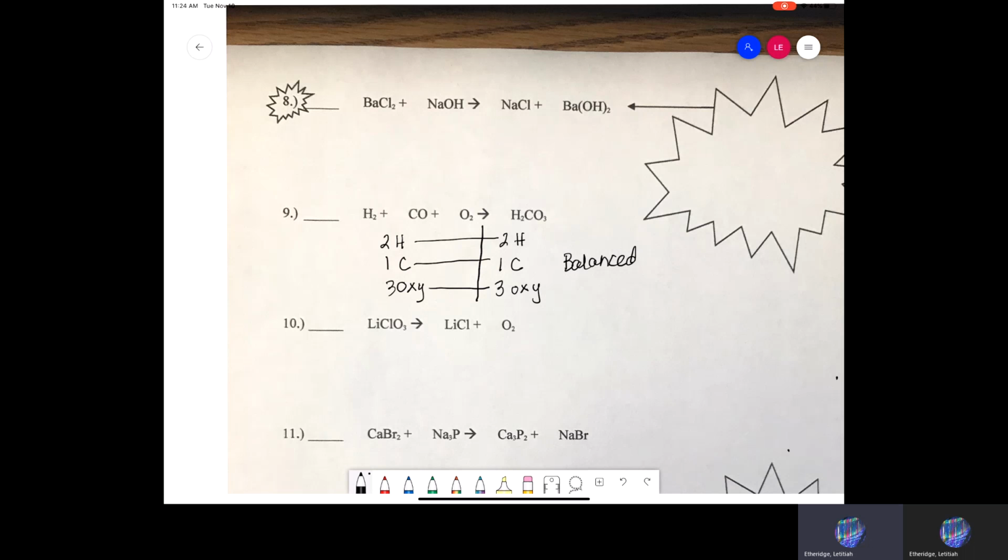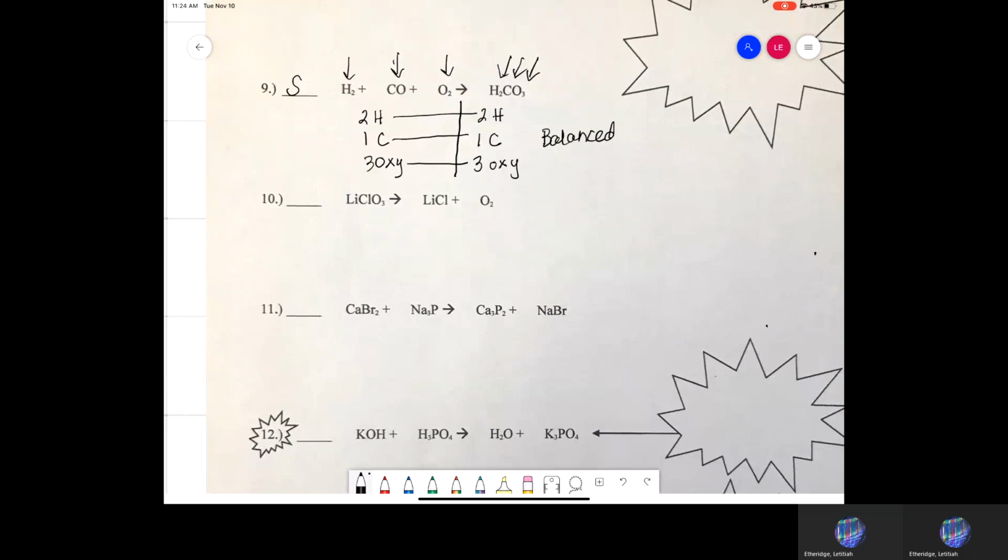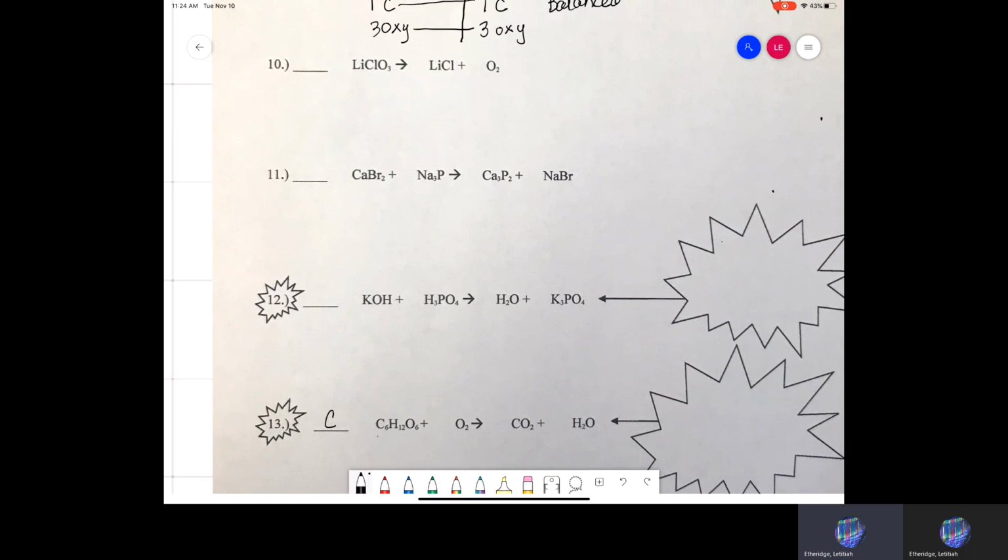Okay, so now you need to know what type of equation it is. You have a bunch of elements or compounds. So you have an element here and an element here and a compound here that is coming together to form a bigger, badder compound. So we are a synthesis reaction. Okay, let's move on to number 10.